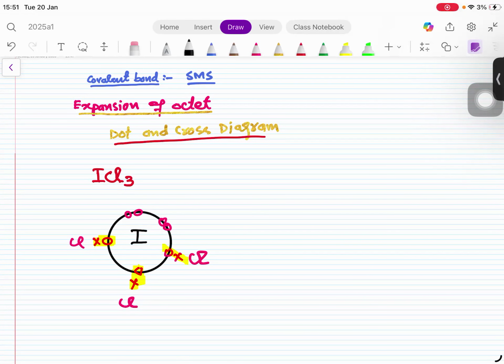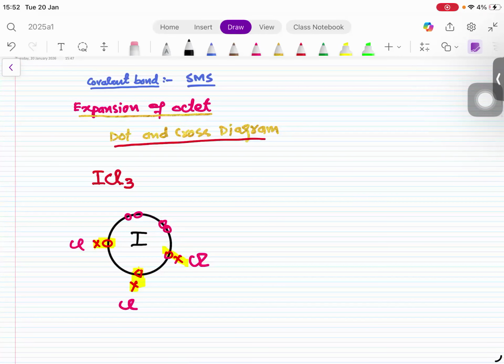We are discussing the covalent bond, simple molecular structure, and especially those molecules in which the central atom has the ability to expand its octet, placing more than 8 electrons in its outer shell. Okay, and we are going to draw the dot and cross diagram for these molecules. Again, a covalent bond with the simple molecular structure.